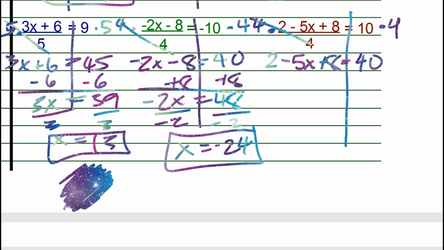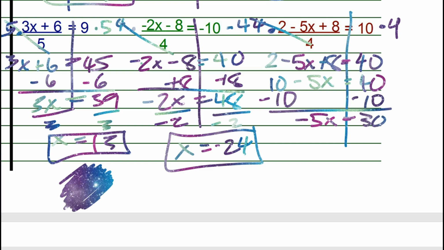Okay, so what do we do? We combine like terms. Some of y'all would subtract 8 and then turn around and subtract 2, which is the same thing. We subtracted 10, so we get 10 minus 5x is equal to 40. What do we do now? We subtract 10 from both sides. We get negative 5x is equal to 30. What do we do now? We divide both sides by negative 5, and we get x to be negative 6.